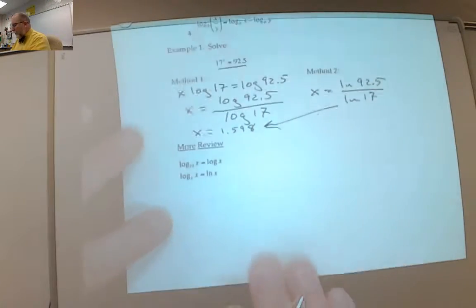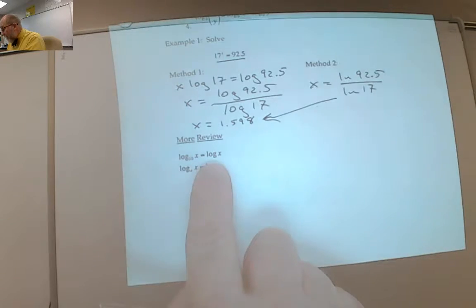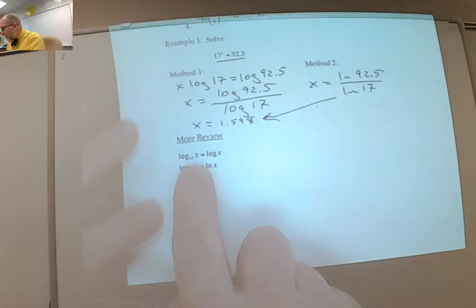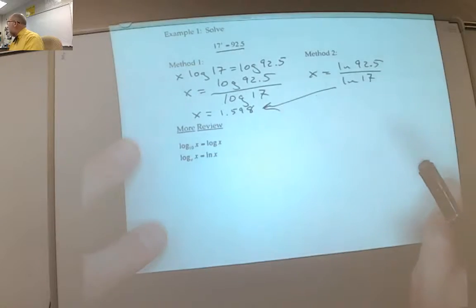And then this is a little bit of review. On your calculator, LOG, or in any reference, when we don't indicate the base, it's automatically base 10. And if we use the letters LN, that's base e. And base e is 2.71828 something.